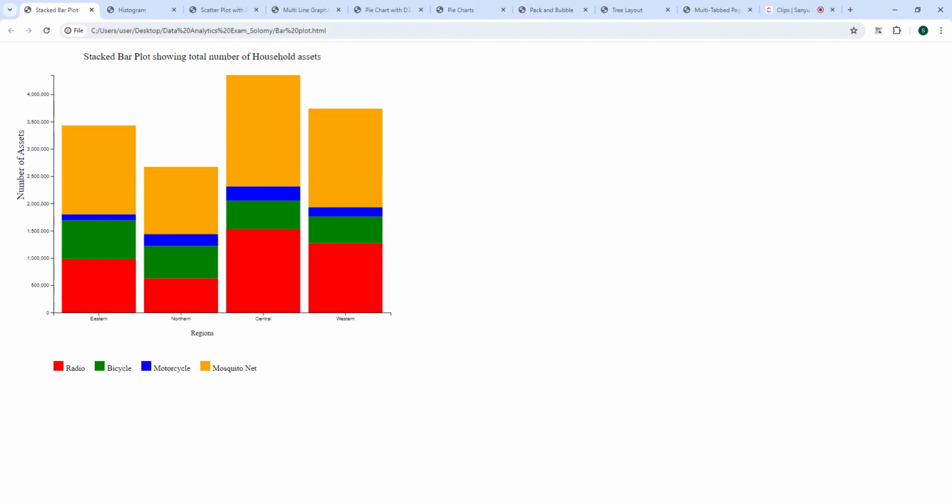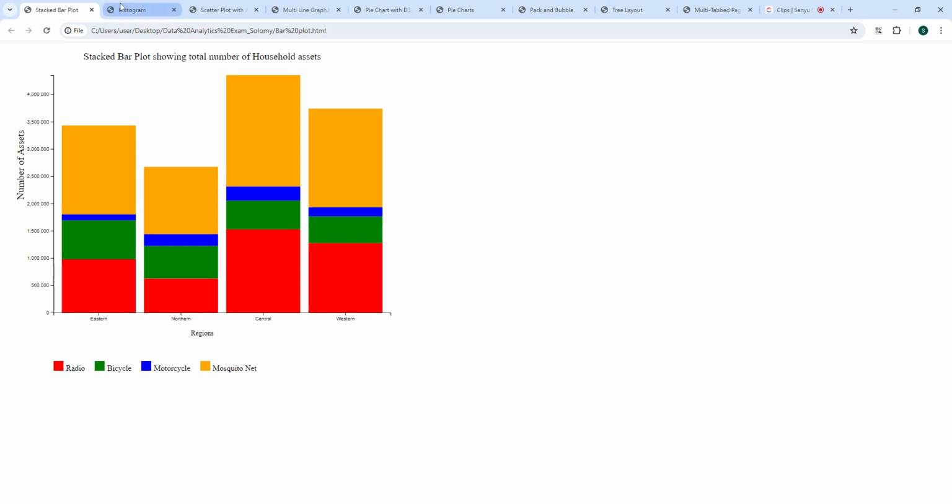This is my visualization that I was able to create through the data-driven documentation, which is the D3 library. I came up with a stacked bar plot, and stacked bar plots are used to compare categorical variables. This is where we are. We have radios, bicycles, motorcycles, and mosquito nets against the number of assets on the y-axis.